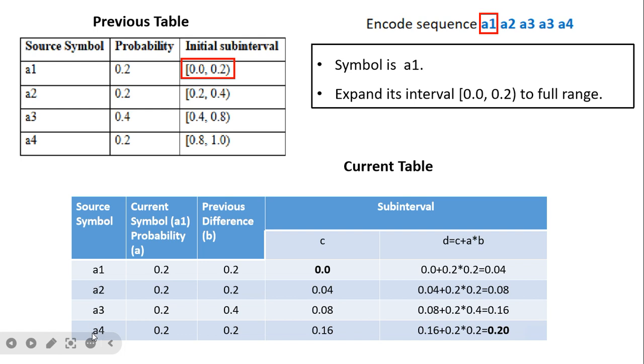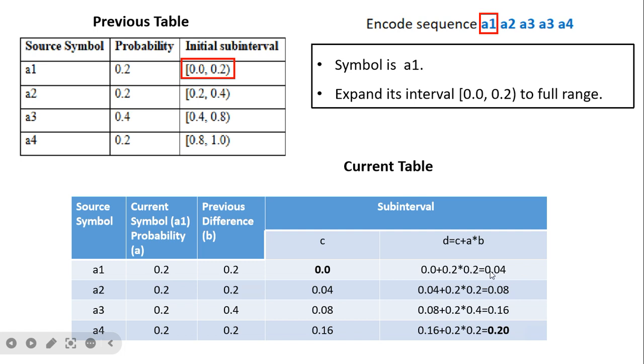The symbols are A1, A2, A3, A4. Here we need to take the probability of the symbol which is to be encoded. The probability of A1 is 0.2. Then we take the difference between the probabilities. It is 0.2, and we take the positive differences: 0.2, 0.4 and again 0.2. Now we need to expand the interval between 0.0 and 0.2. Initially it starts at 0.0. To calculate the next interval, we take this initial value, 0.0, plus the probability of A1, which is 0.2, times the previous probability difference, that is 0.2. This is represented as A and B. So 0.0 plus 0.2 times 0.2 is equal to 0.04.